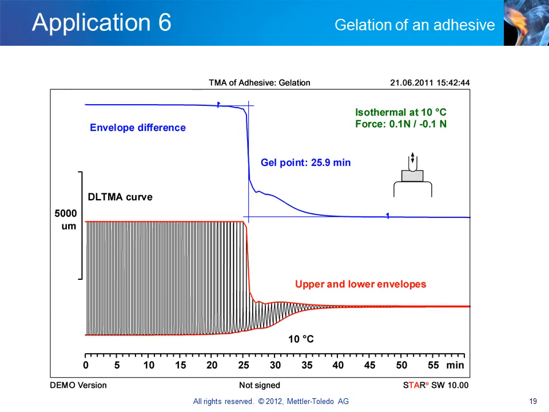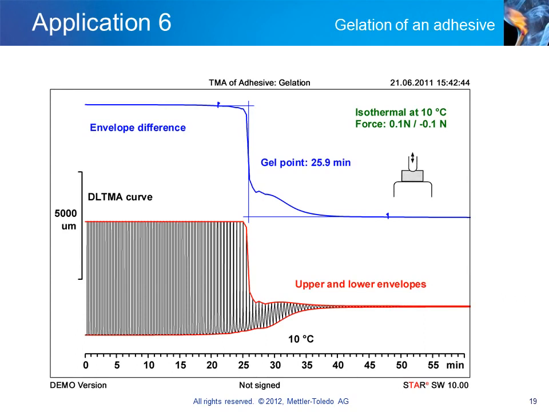The sample was inserted into a pre-equilibrated measuring cell and measured by DLTMA using alternating forces of plus or minus 0.1 Newton. Initially, while the sample is still liquid, the probe switches between the highest and lowest position under the changing load, as seen from the large deformation amplitude.